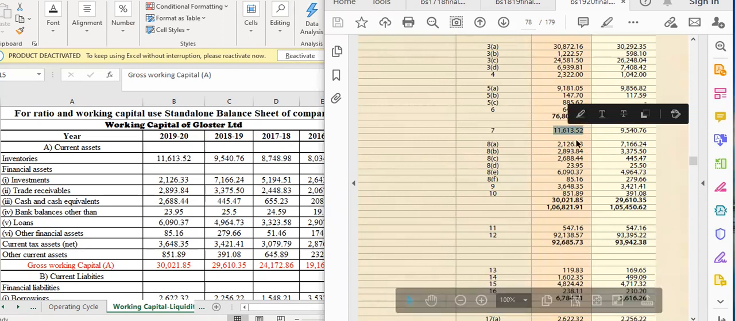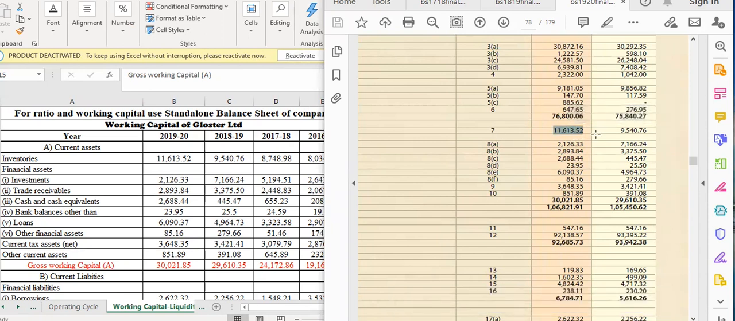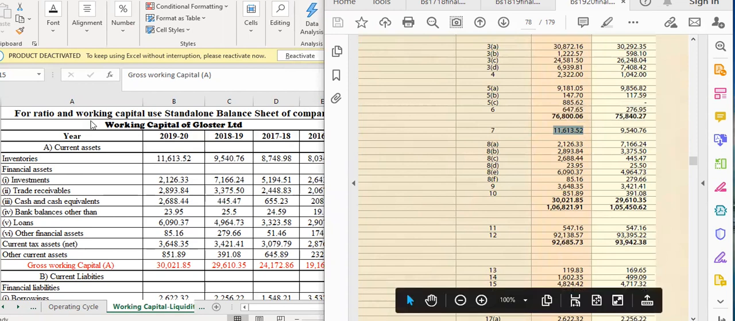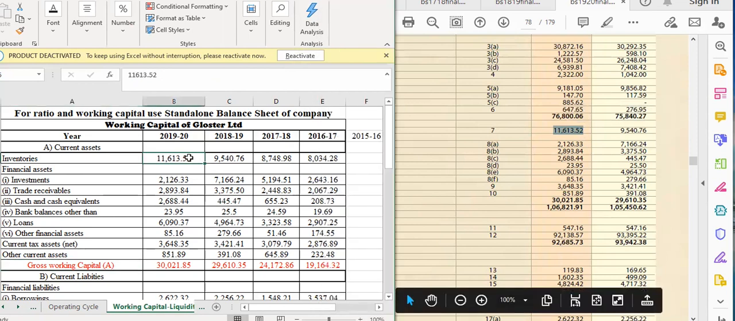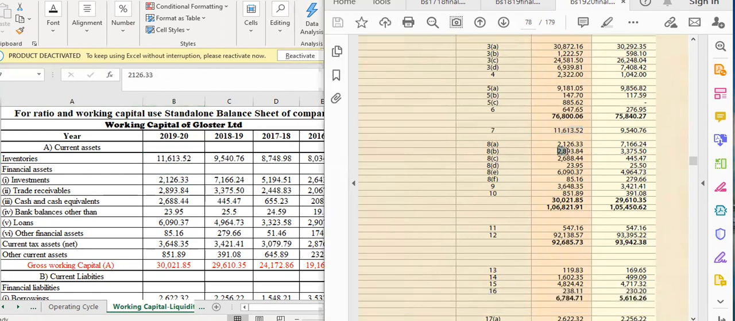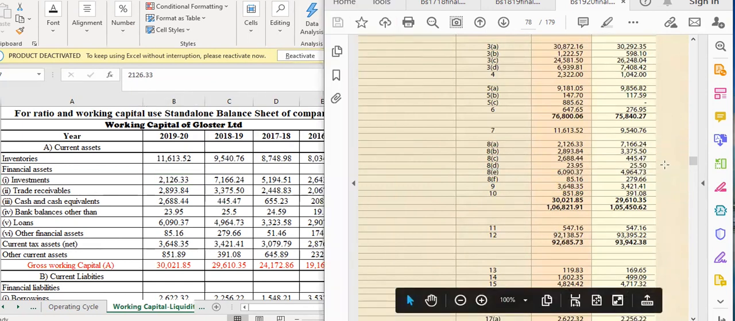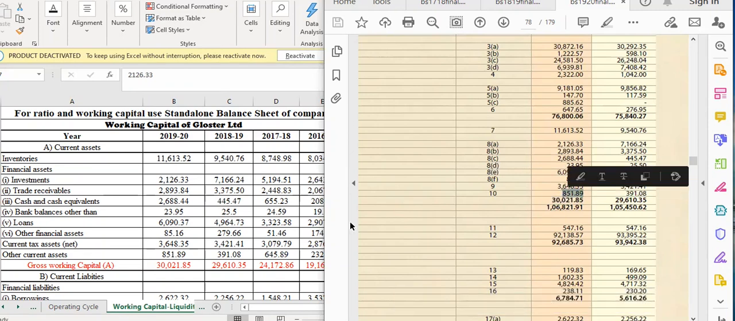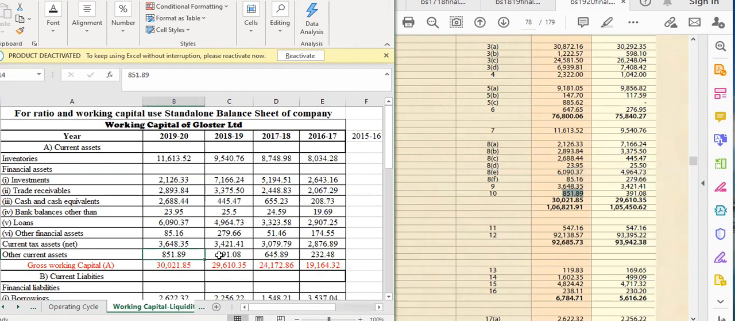You can see 11613.52 for the inventory. This information is given, and the same I have copied here. In the same way you have to copy for investment, then trade receivables, then cash equivalents, then bank balance, loans, then other financials. You can see each and every amount as it is I have copied here. The last amount is 851.89, correct? The same I have mentioned here.